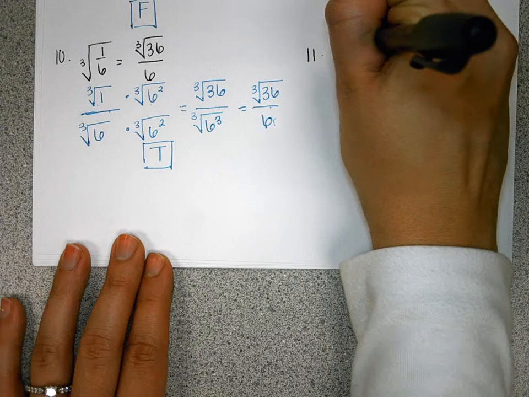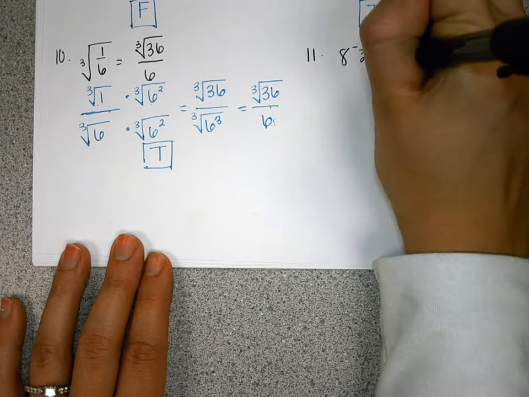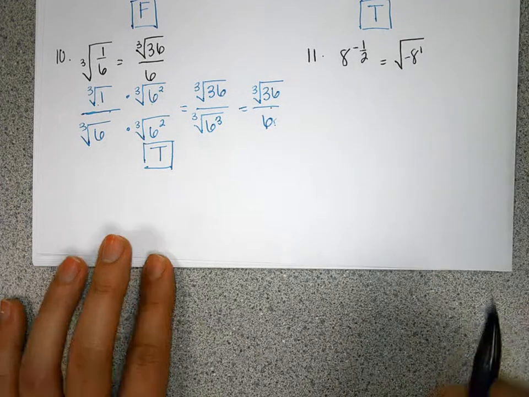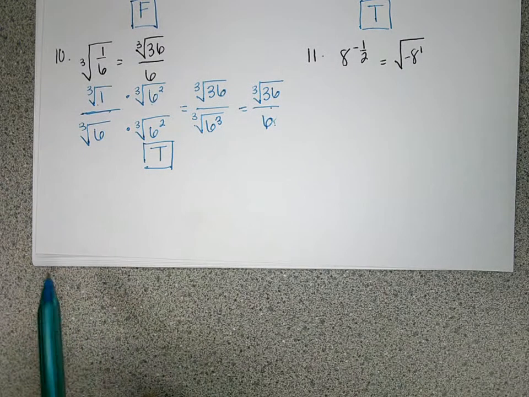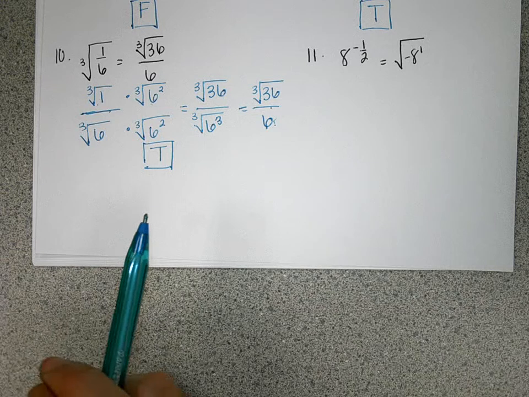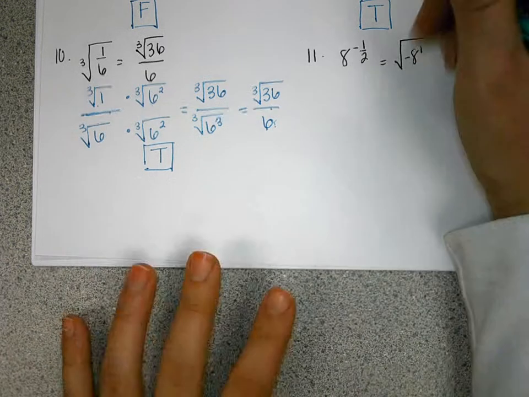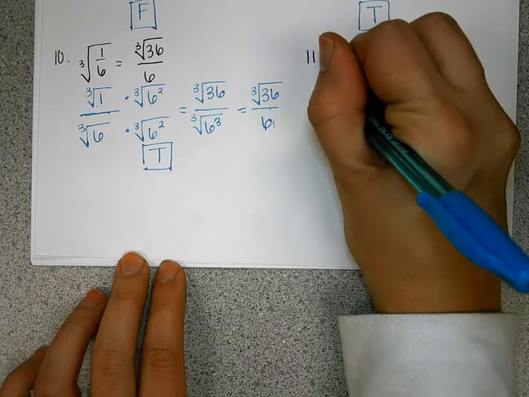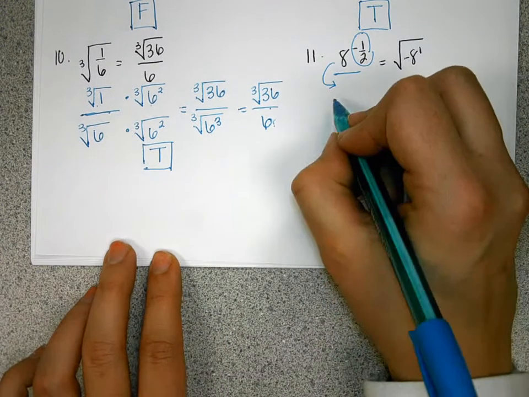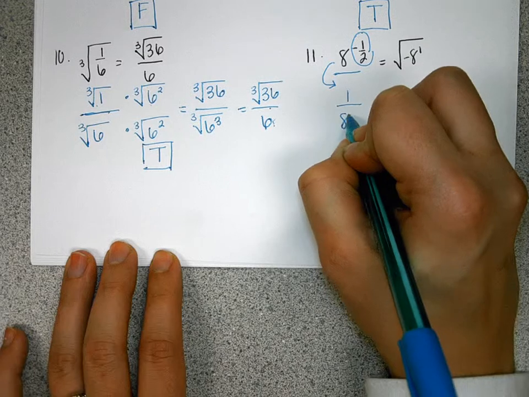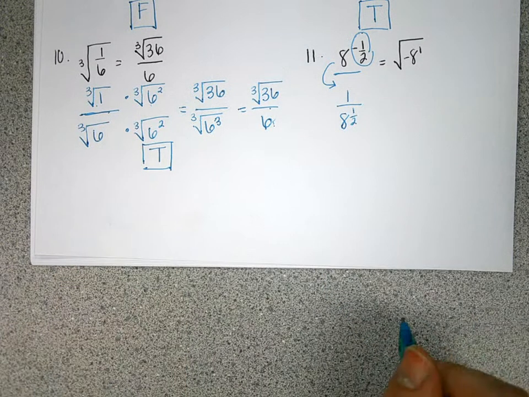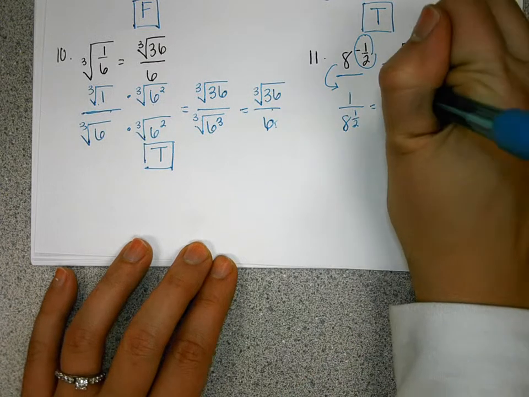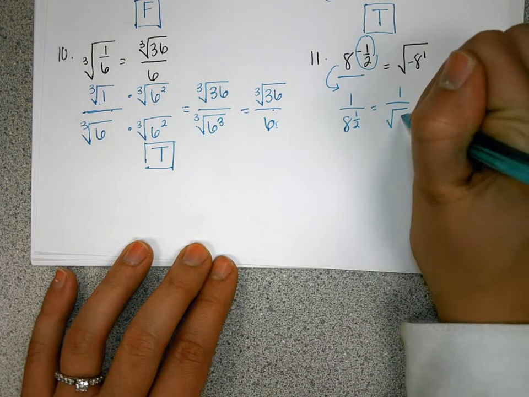8 to the negative 1/2 is equal to the square root of negative 8 to the 1st power. I think most of you should have got this one correct. A negative power means that I have to move it down to the bottom. So that's going to be 1 over 8 to the 1/2. And an exponent of 1/2 is the same as a square root. So this is 1 over the square root of 8.